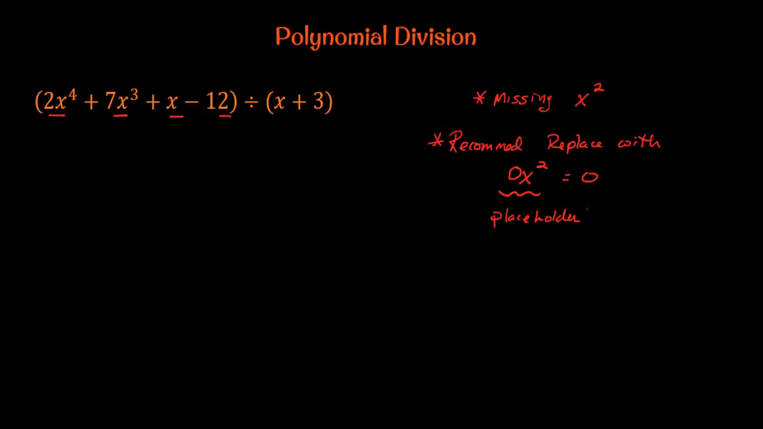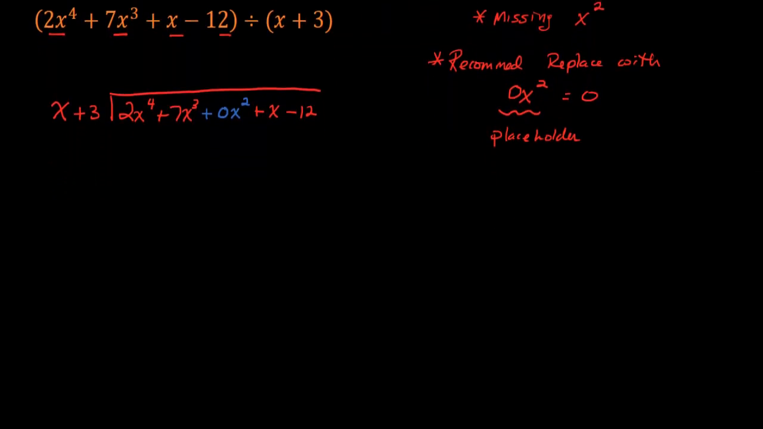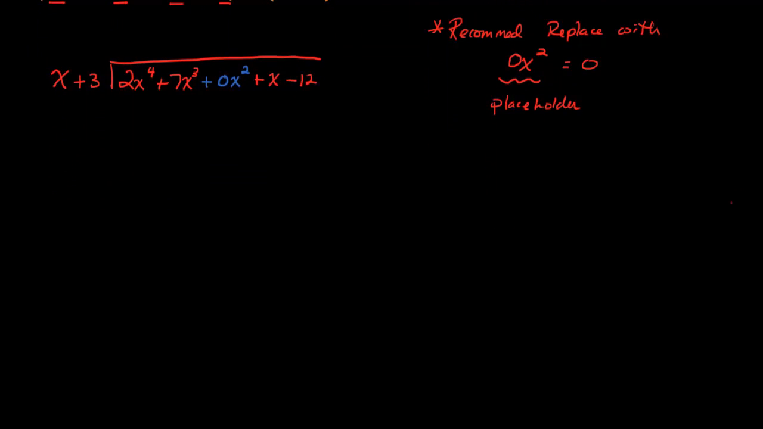So in our transformation from this more general format of division into our long division format, I'm going to go ahead and add that missing term. So I'm going to have x plus 3 divided into 2x to the fourth, then I'm going to have 7x cubed, and then I'm going to add 0x squared, so every term is placed in descending order. Then I have plus x, and then I have a minus 12. So now since I've done this, I can go ahead and solve my division question using the process we've learned so far.